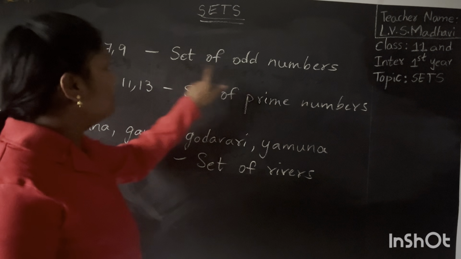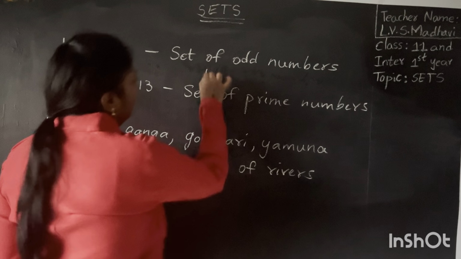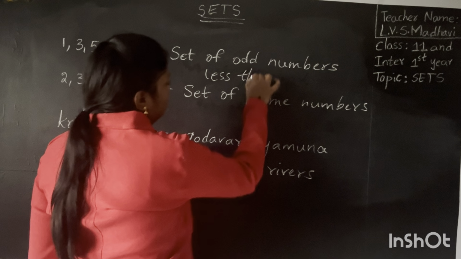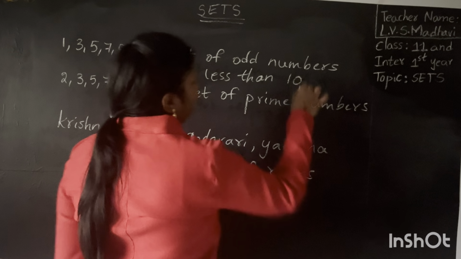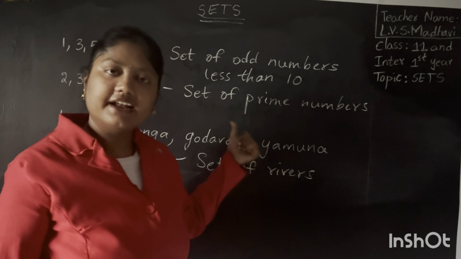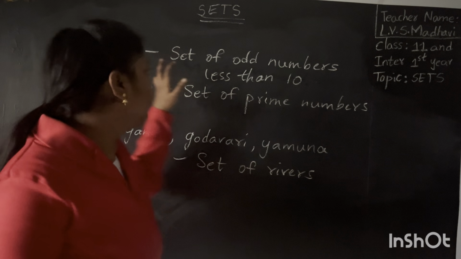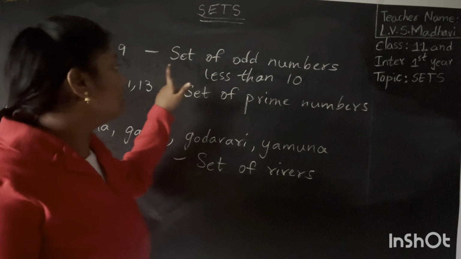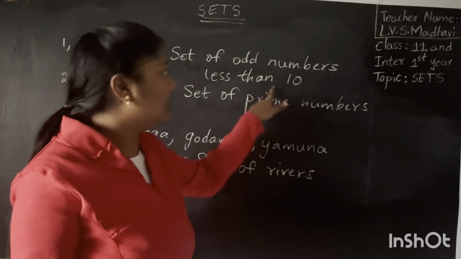We can write the set of odd numbers less than 10. The set of odd numbers less than 10. Now this is a fully correct definition of a set for the numbers we have written. So this is the set of odd numbers less than 10.